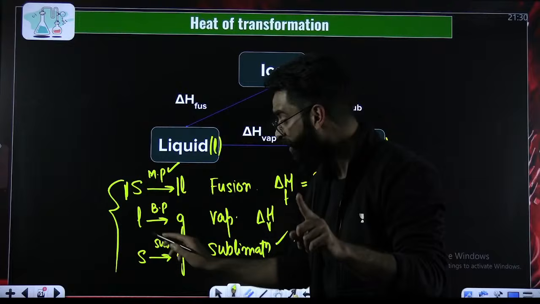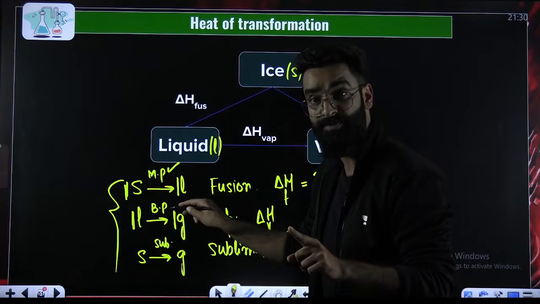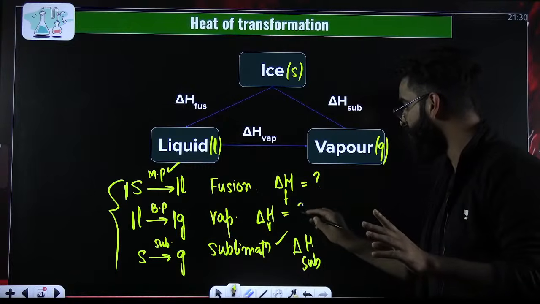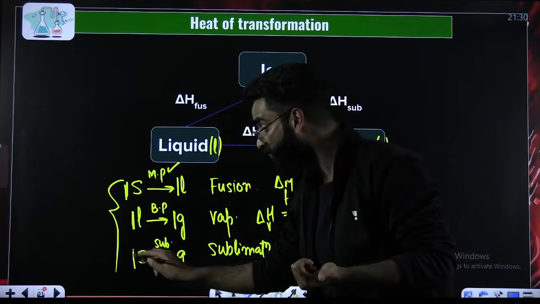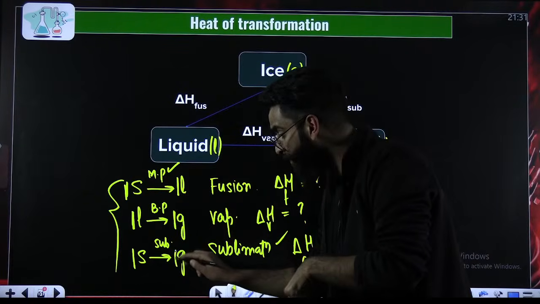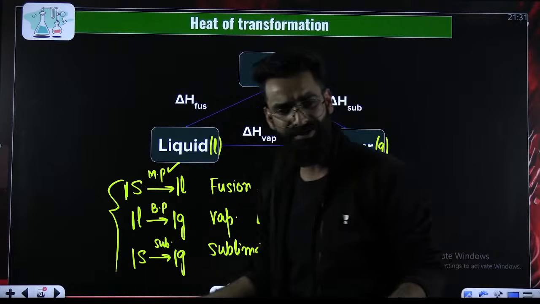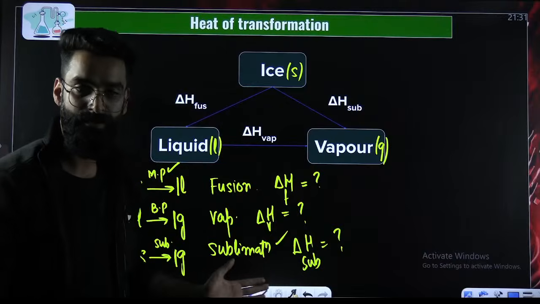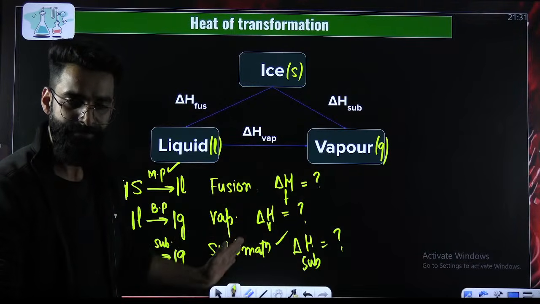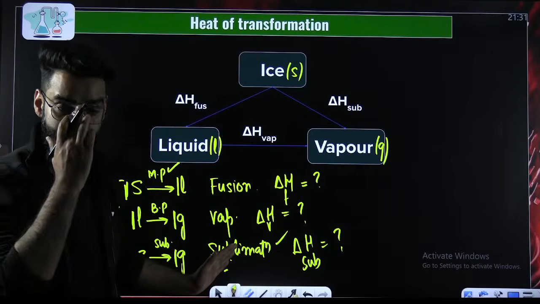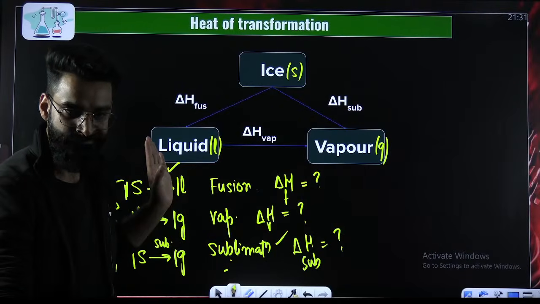The amount of heat which is required to convert 1 mole of liquid into 1 mole of gas at its boiling point is called enthalpy of vaporization. The amount of heat which is required to convert 1 mole of solid directly into 1 mole of gas at its sublimation temperature is called enthalpy of sublimation. Simple, done and dusted. Am I clear to everyone?